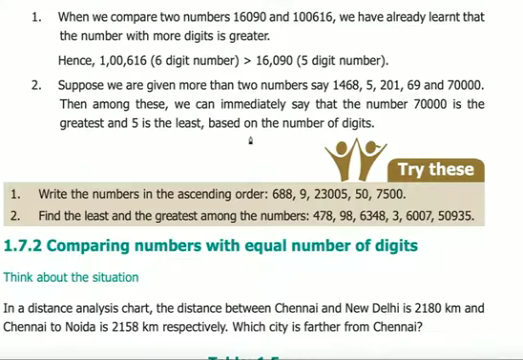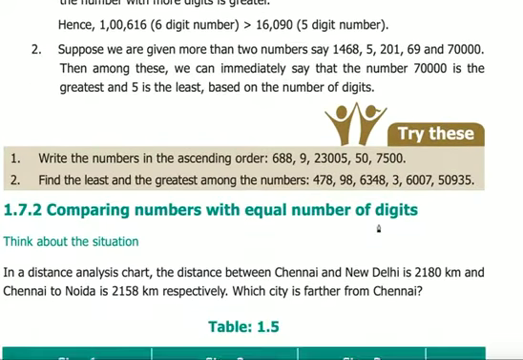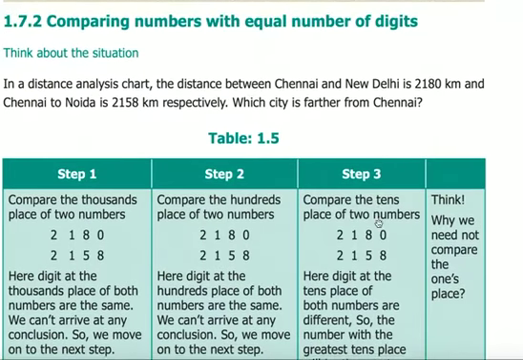Suppose we are given more than two numbers, then among these we can immediately say the number 70,000 is the greatest and 5 is the least based on the number of digits. Now write these numbers in ascending order and find greatest number. Here greatest is 50,935, least is 3. Comparing numbers with equal number of digits.